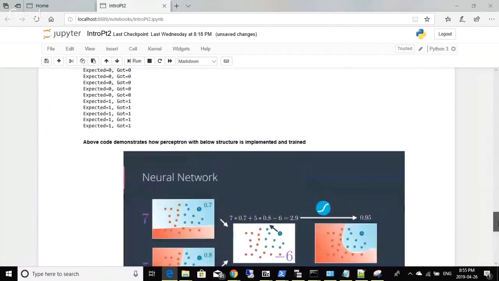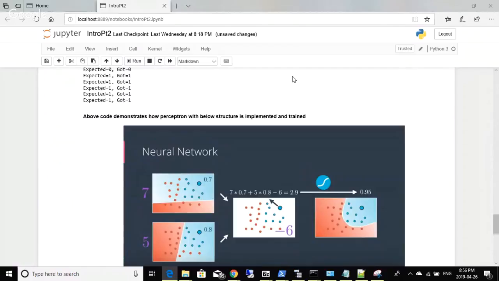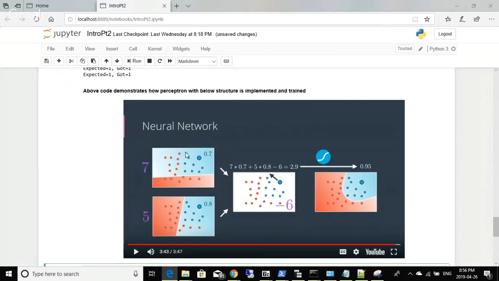So this code above demonstrates how the below structure is implemented for forward propagation. You have weights. You have two different layers. This is one layer, and this is the other layer, right? There are weights applied to it, and then you apply a sigmoid to those layers, and you stack them, and it comes out like this.